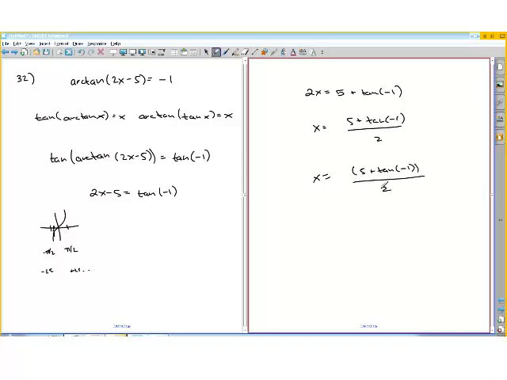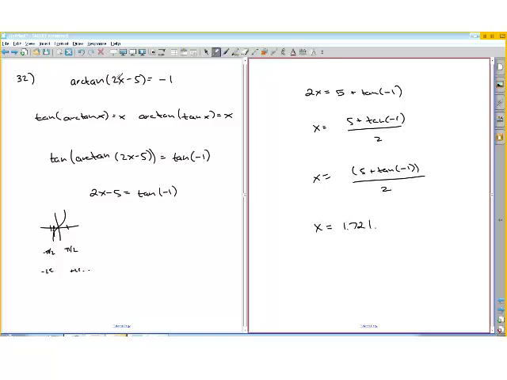So you do a left parenthesis 5 plus the tangent of negative 1, right parenthesis, divided by 2. So that puts parentheses around the whole numerator. And I get 1.721. So x is equal to 1.721.